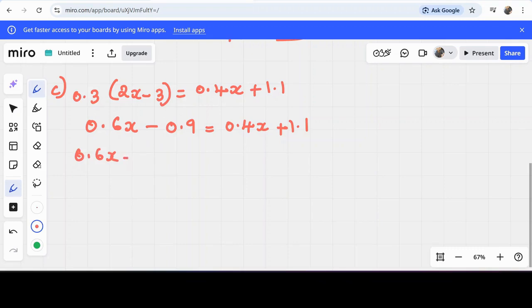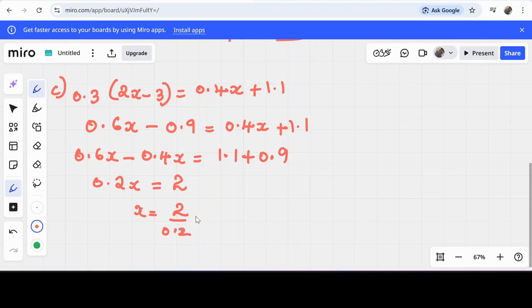0.6x minus 0.4x, which is equal to 1.1 plus 0.9. So here I can subtract, and I'll get 0.2x, which is equal to 1.1 plus 0.9, which is what, 2. Okay, now x is equal to 2 by 0.2.